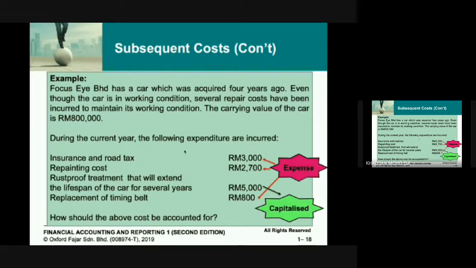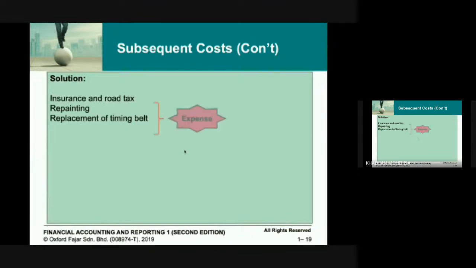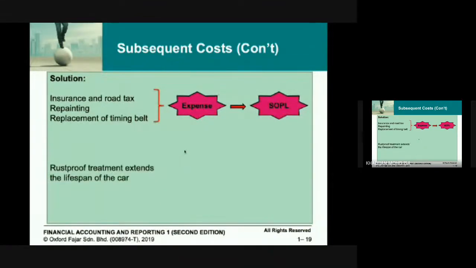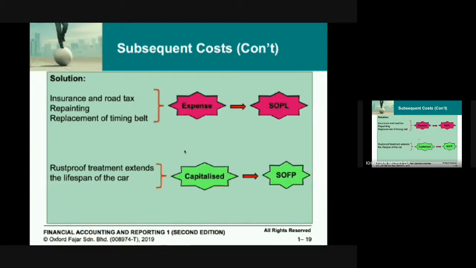So if it's a capital expenditure, then 5,000 ringgit will be added to the carrying value of the car, 800,000. So now the value of the car should be 800,000 and 5,000, right? So the insurance, the painting and replacement are expenses, so those will appear in your SOPL, whereas your rust-proof treatment is capitalized, and will be added together with the value of the motor vehicle just now.